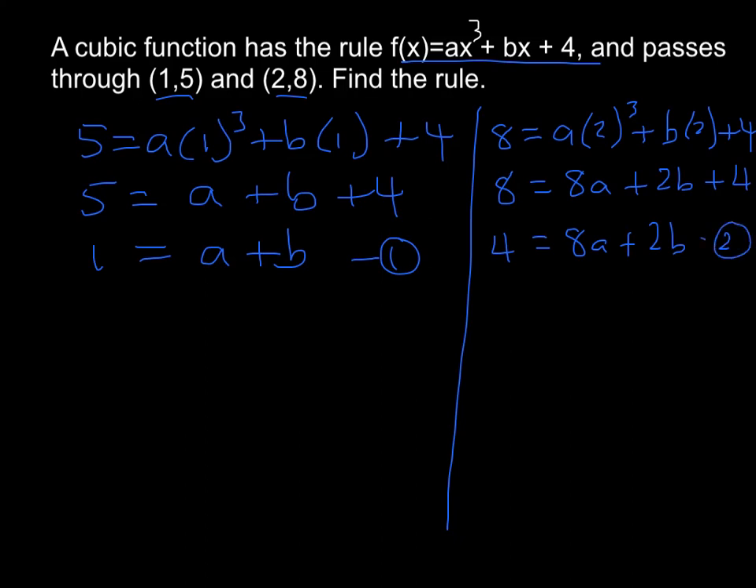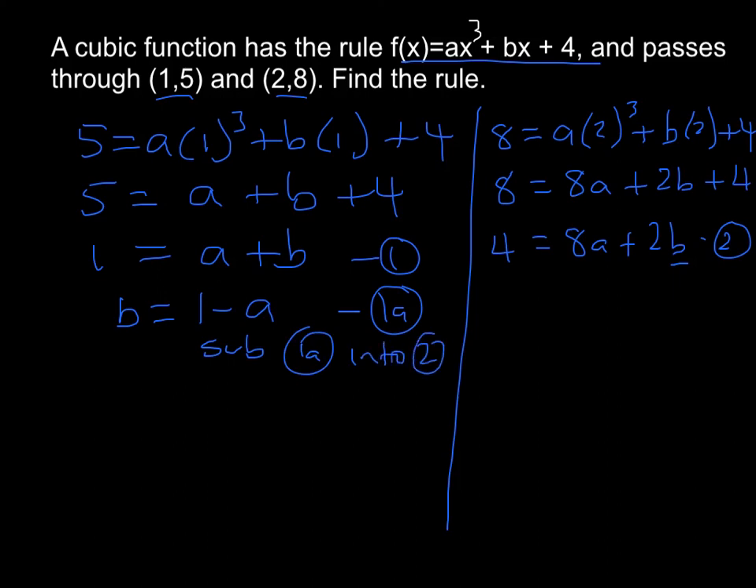Now what I'm going to do is rearrange equation 1, looking at equation 2 and thinking it'd be easy to substitute b in for that one. So if I rearrange 1 by taking a from both sides, that will tell us that b is equal to 1 take away a. And I'll call that equation 1a. And then we substitute that 1a into 2 across here.